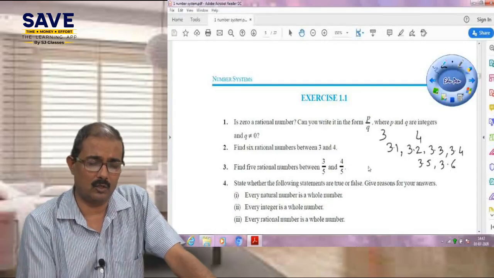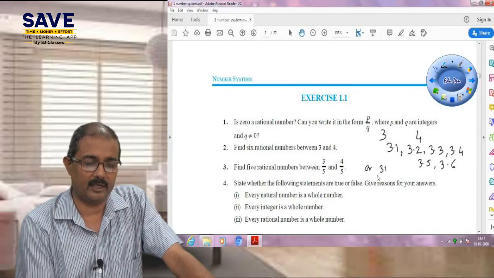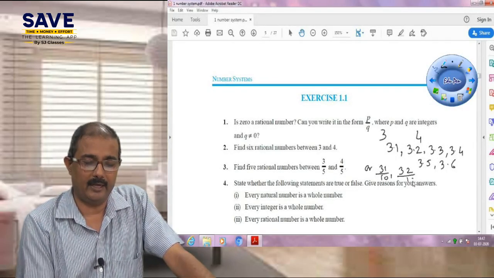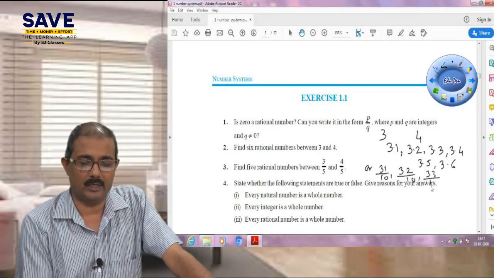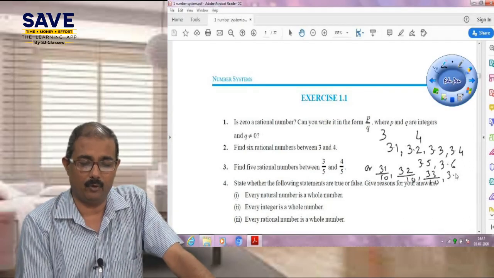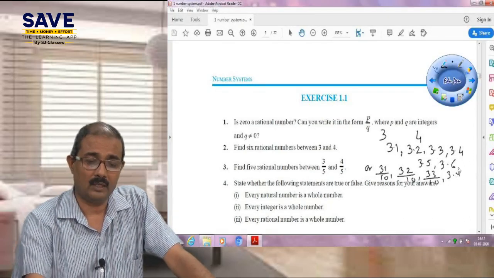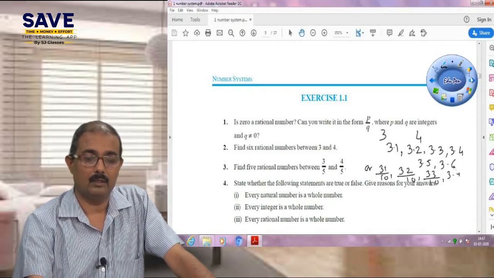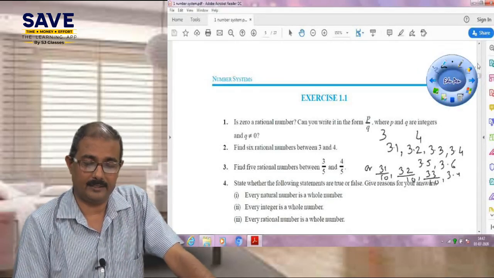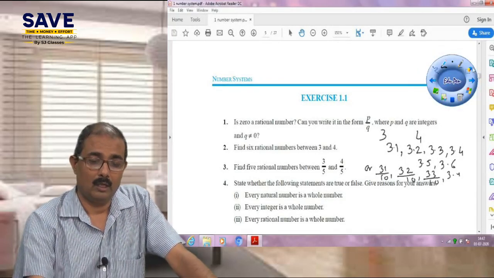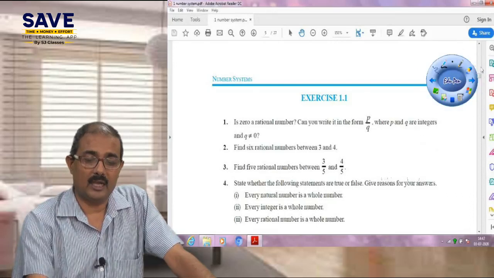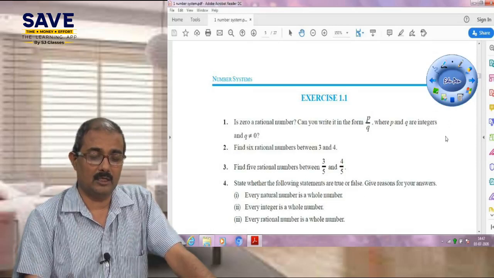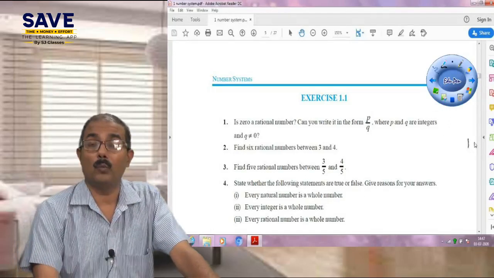You can write like this also. In place of 3.1, you can write 31 upon 10. You can write 32 upon 10, 33 upon 10, 34 upon 10, and so on. So these are 6 rational numbers between 3 and 4.